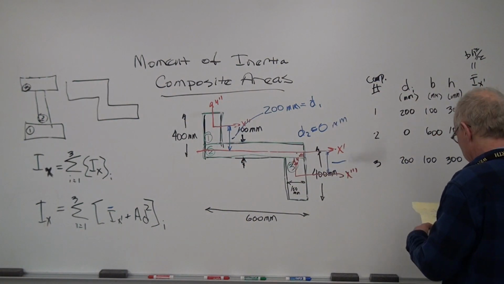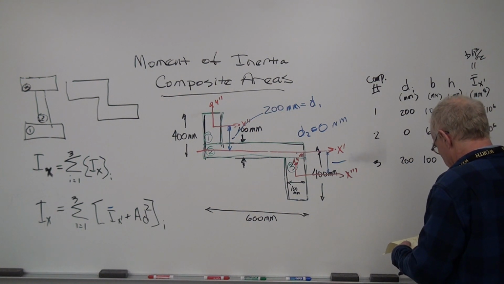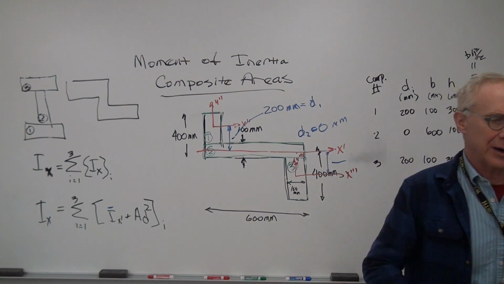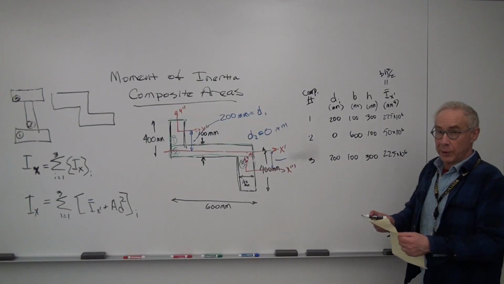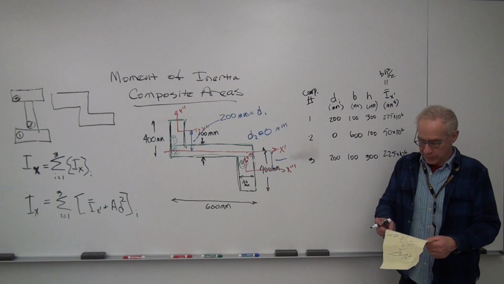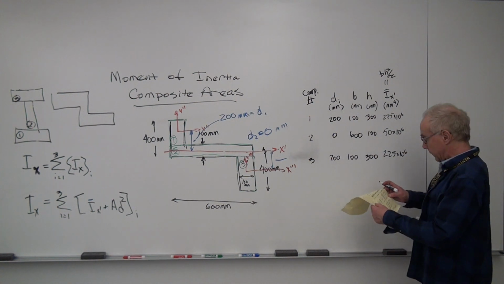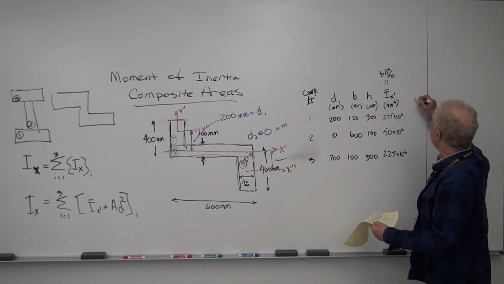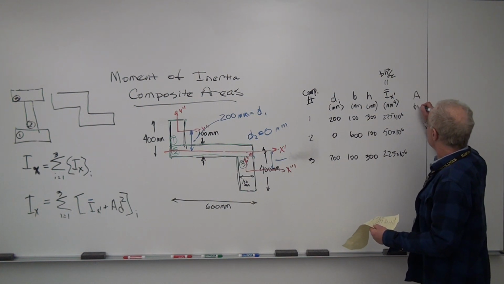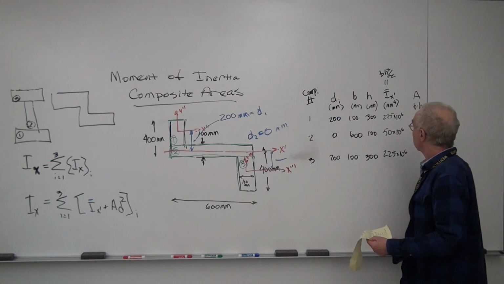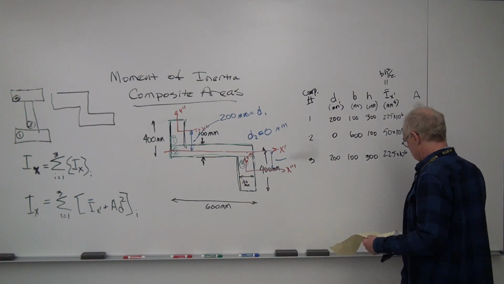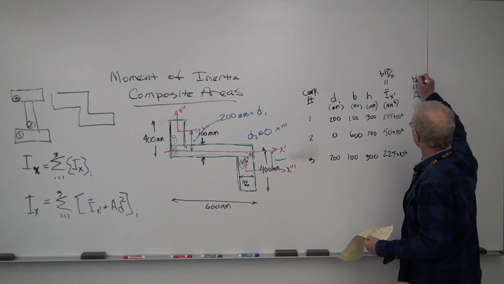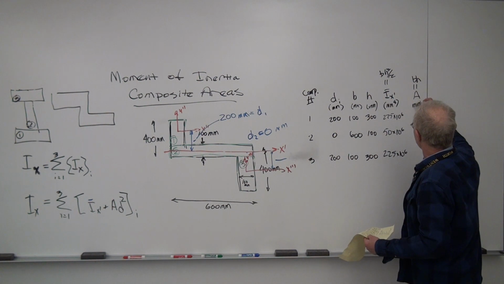All right, then we need to have our A. Since I'm running out of room, I've reoriented the camera. What I want to put in here are the A values, which are just going to be our B times H values. Let me put that up here: B times H. And these are in millimeters squared.